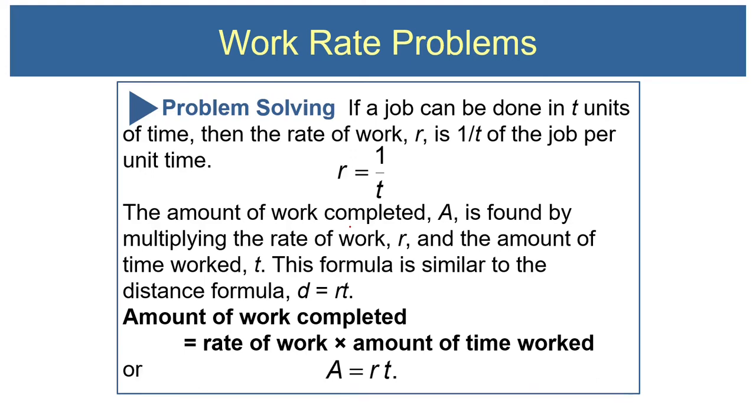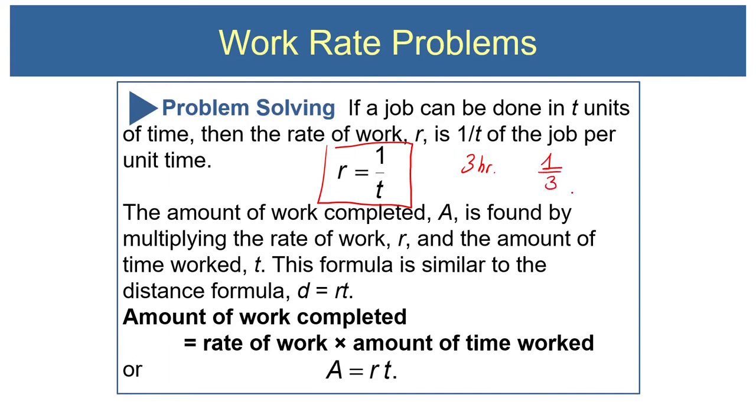Let's discuss how to do some work rate problems. If a job can be done in T units of time, then the rate of work, R, is the reciprocal, 1 over T of the job per unit time. So we have the rate is equal to 1 divided by the time. For example, if I can complete a job in 3 hours, that means I do 1/3 of the job every hour.